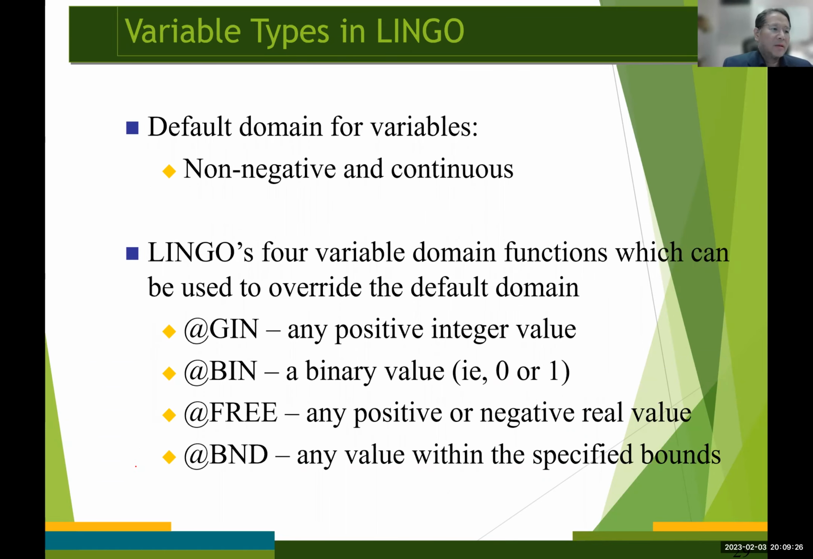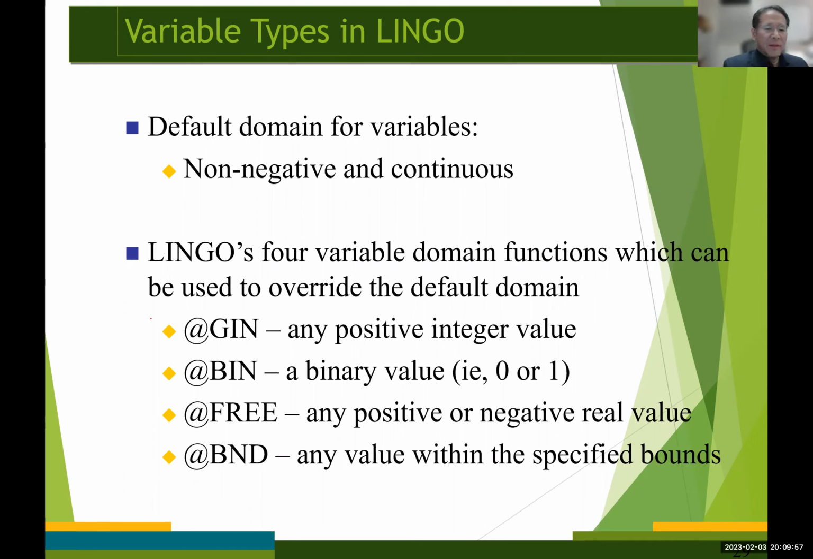Okay, and all the variables in our Lingo models are considered to be non-negative and continuous unless otherwise specified, right? That's what we mentioned earlier. And Lingo's 4 variable domain functions can be used to override the default domain for given variables. And these variable domain functions are @GIN, @BIN, @FREE, and @BOUND, okay?